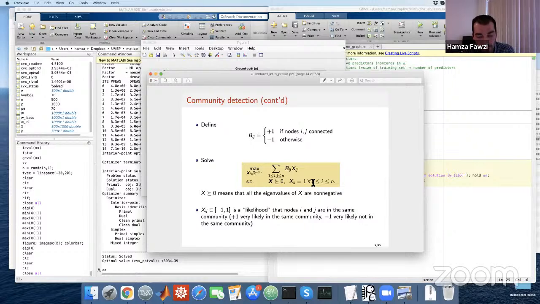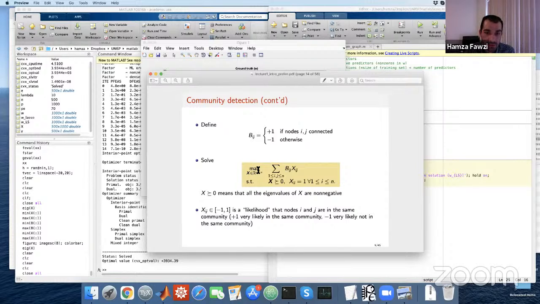Which is based on an optimization formulation. So the idea is to define something like the adjacency matrix of a graph, but a signed adjacency matrix. So you define Bij to be the matrix. It's an n by n matrix if you have n nodes in your graph. And so you put +1 if the nodes i and j are connected, and you put -1 otherwise, if they are not connected.